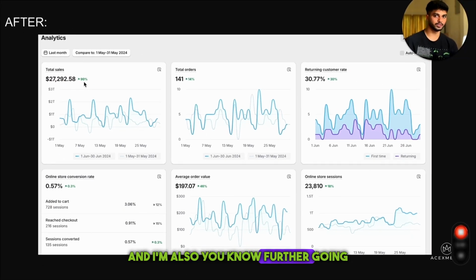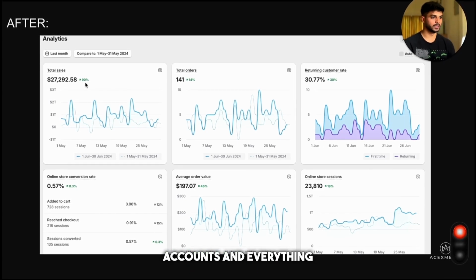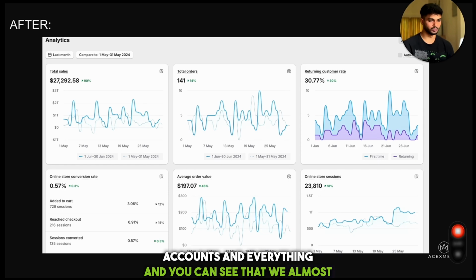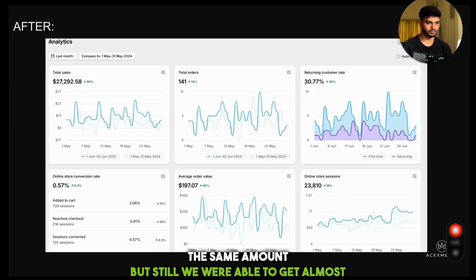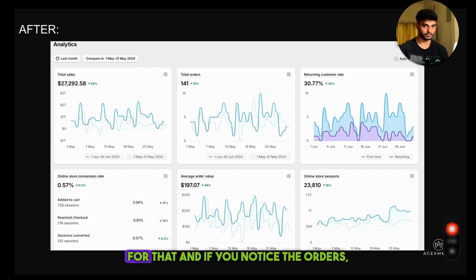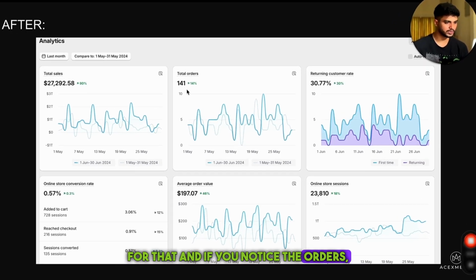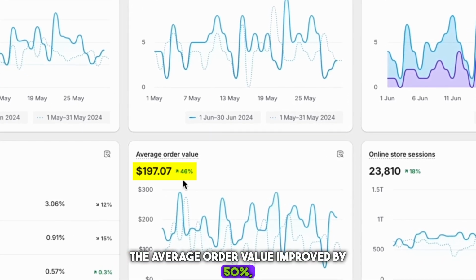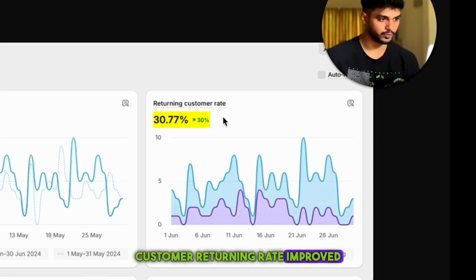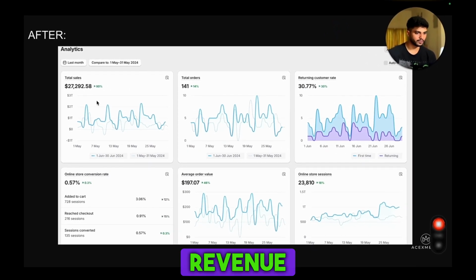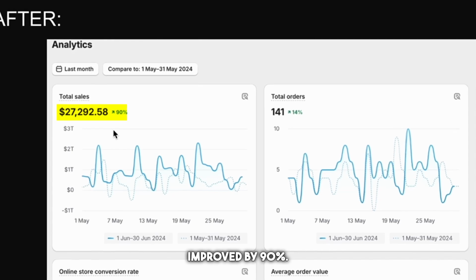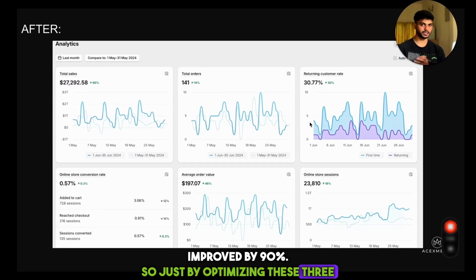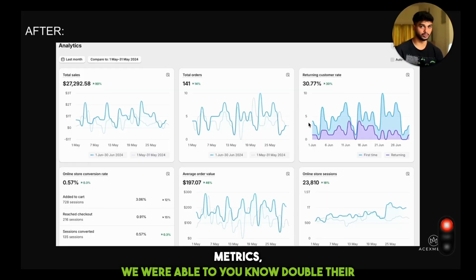And I'm also further going to show you the ad accounts and everything, and you can see that we almost spend the same amount, but still we were able to get almost double the revenue for that. And if you notice, orders, we just improved them by 20%. The average order value improved by 50%, customer returning rate improved by 30%, and overall revenue improved by 90%. So just by optimizing these three metrics, we were able to double the revenue.